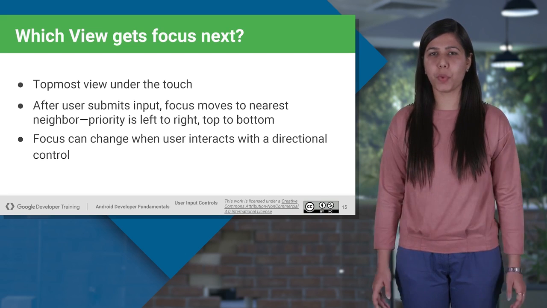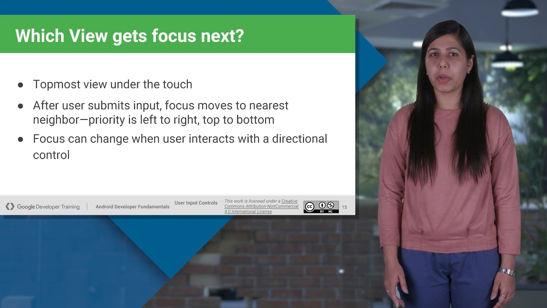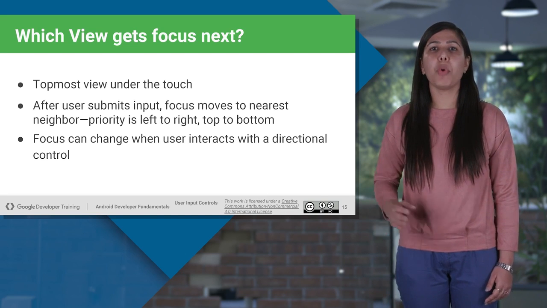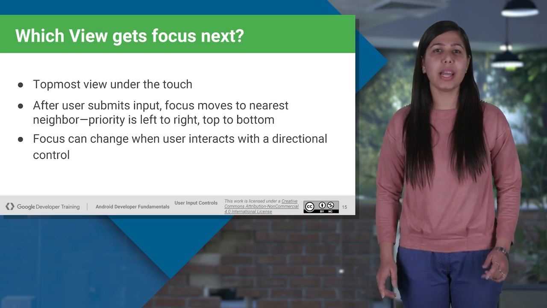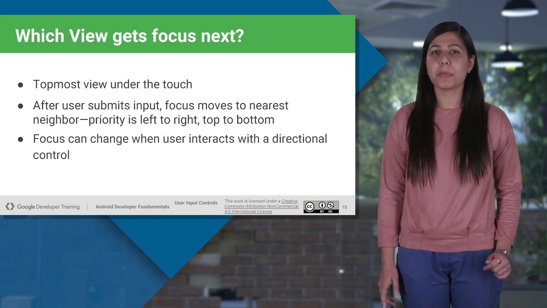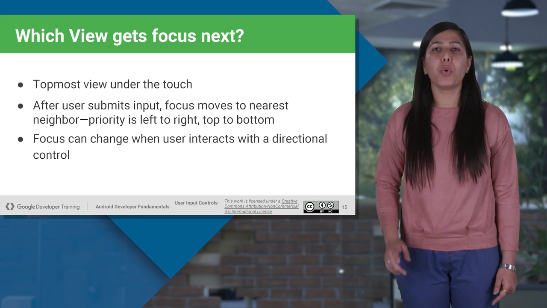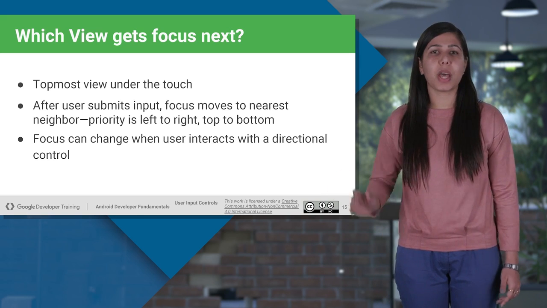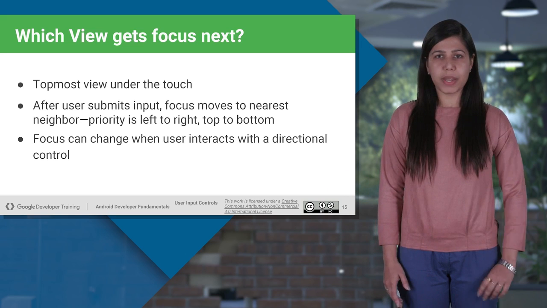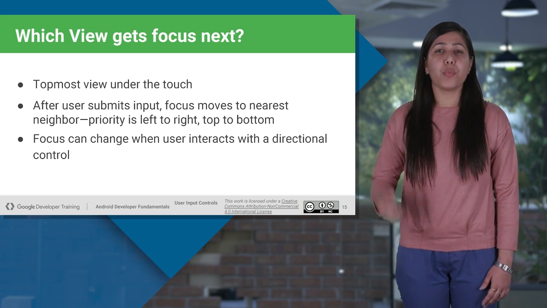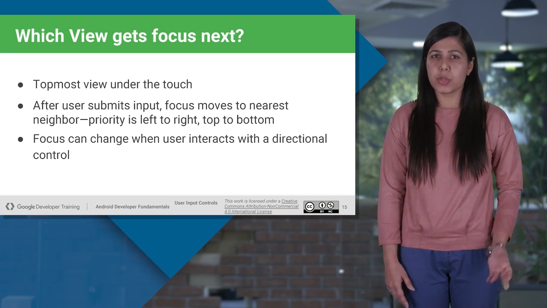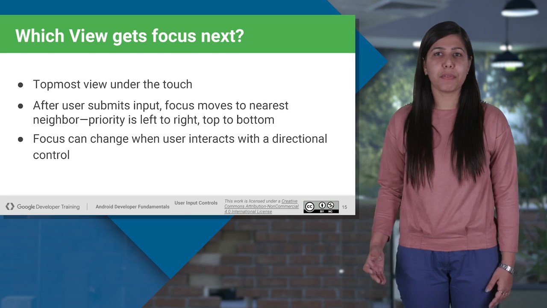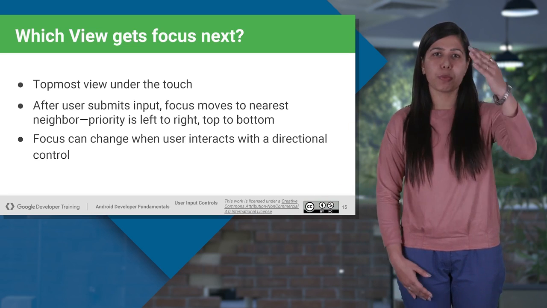Which view gets focus next? When a user interacts with a mobile screen by tapping, he is always interacting with the topmost view under the touch. Another way is automatically moving the focus to the nearest neighbor component. For example, when filling out a form, after submitting one input field, the focus will move to the next field automatically. By default, the next field is defined left to right, top to bottom.